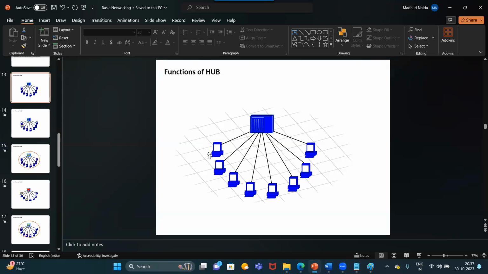And one more thing, hub can do only one task at a time. If A is sending the data to B, at the same time B cannot transfer the data to A or C or any other PC. It can do only one task at a time. That is also a problem here.